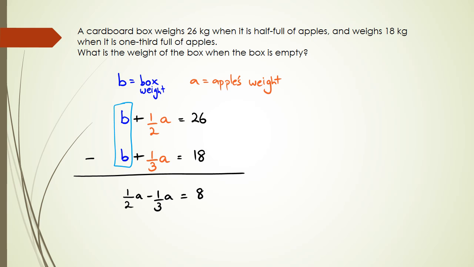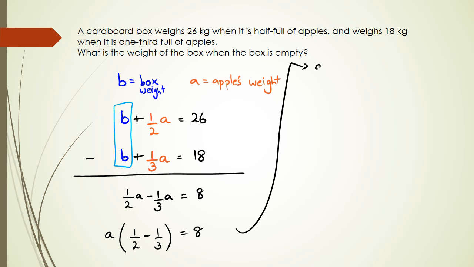Okay. What I've got here is a linear equation with fractions involved. So with solving this, I'm going to do one little thing. Because A is a common factor, I'm going to take A out as a common factor and write it as half minus 1/3, and that equals 8. So just rewriting it again, I've got A multiplied by half minus 1/3, and that's equal to 8.